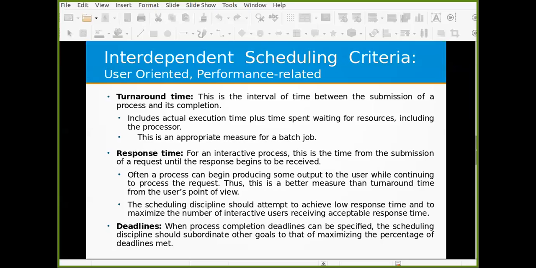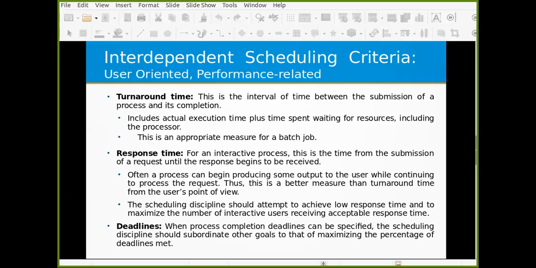In a multi-programming system, it is not going to happen that you create your process and the processor will execute that first and only then take another process. It is not that way, right? It is a time sharing system. Processor time will be shared amongst different processes. So turnaround time is the actual execution time that your process has taken plus waiting time. And this is an appropriate measure for a batch job.